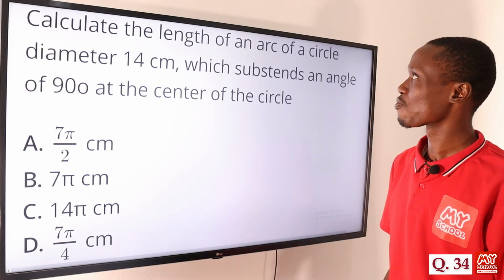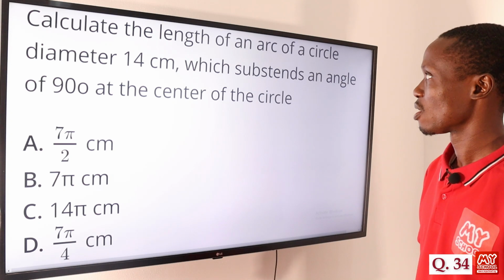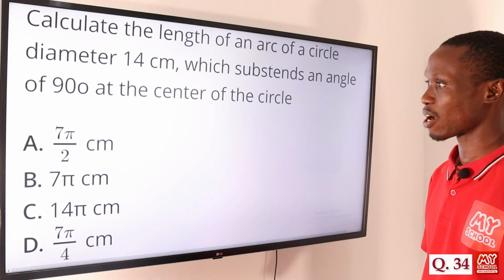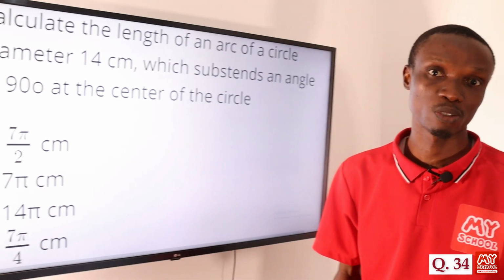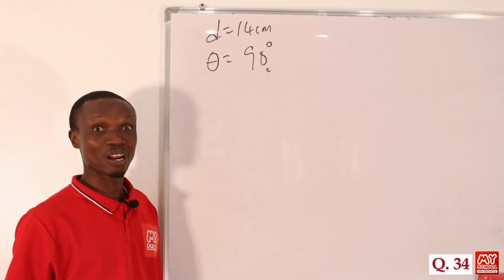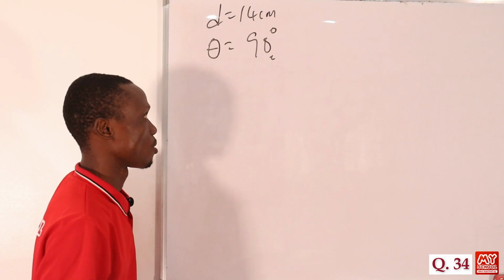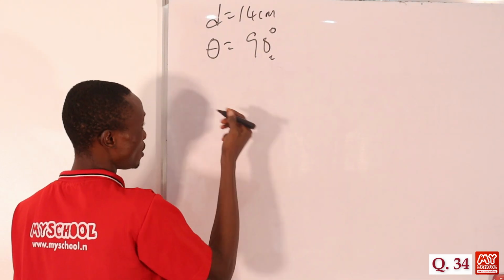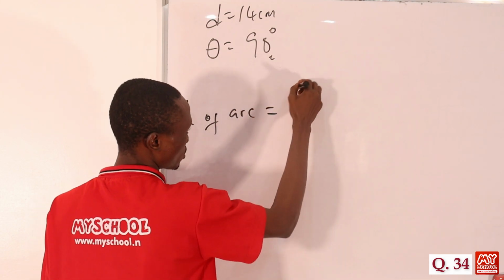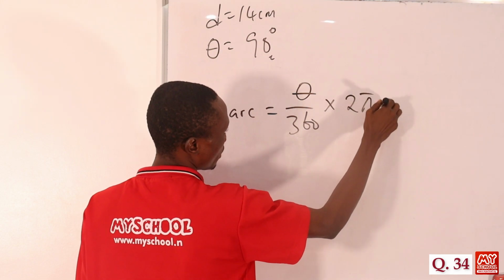Question 34. Calculate the length of an arc of a circle of diameter 14 centimeters which subtends an angle of 90 degrees at the center of the circle. Let's move over to the board to answer this question. Remember that the length of an arc is like a slice of the circumference of a circle. The formula for the length of an arc is theta over 360 times 2 pi r.